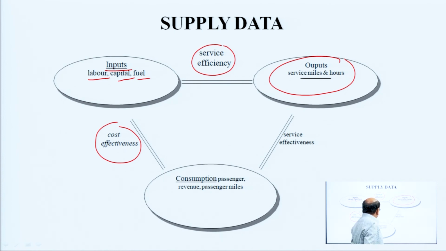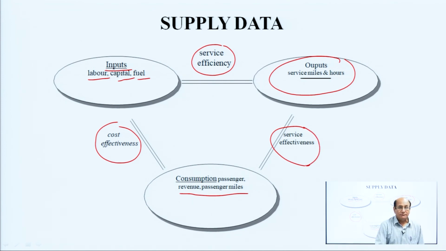This is the consumption: passenger revenue and passenger miles. This includes the service effectiveness. This is a chain, and the competent authority has to keep a strong eye on these factors for the development of the urban planning system.